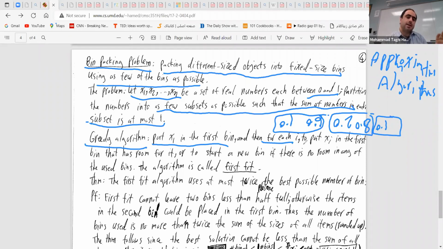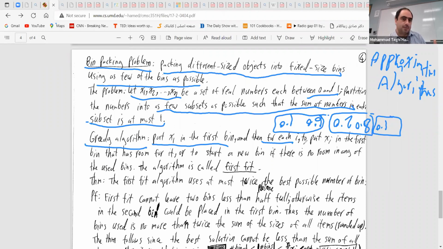You may want to sort the items beforehand, for example from largest to smallest, and then do this. That's one way. It's not clear that sorting always helps, because in some sense you want a combination of big and small items, since you don't want to open new bins every time. But anyhow, you can consider this.